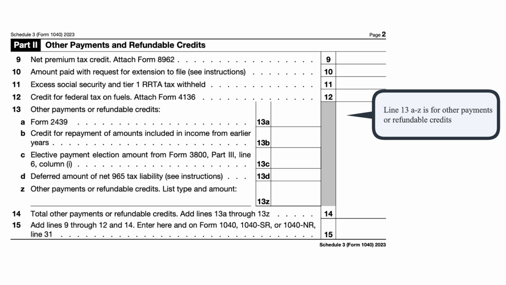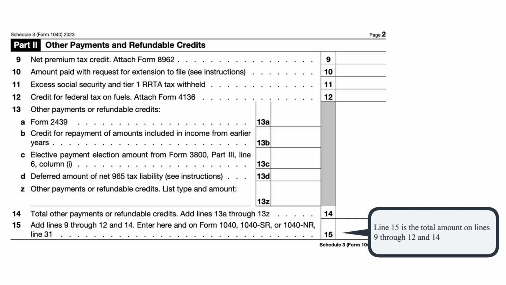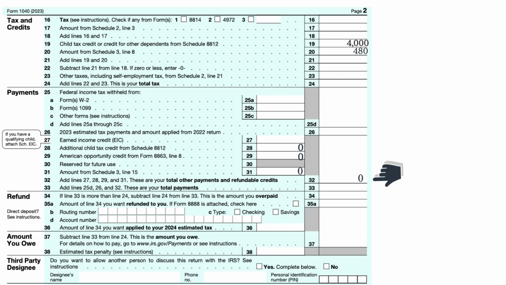Line 13 A to Z is for other payments or refundable credits, such as qualified sick and family leave taken before April 1st, 2021, and the health coverage tax credit. Line 14 is to add up the amounts on line 13. Line 15 is the total amount on lines 9 through 12 and 14. This amount is then entered on line 31 of Form 1040. We will go on to Form 1040 and continue with line 32 to determine Emily's total other payments and refundable credits. Adding up lines 27a and 28 through 31, we get 0, which is her total other payments and refundable credits.